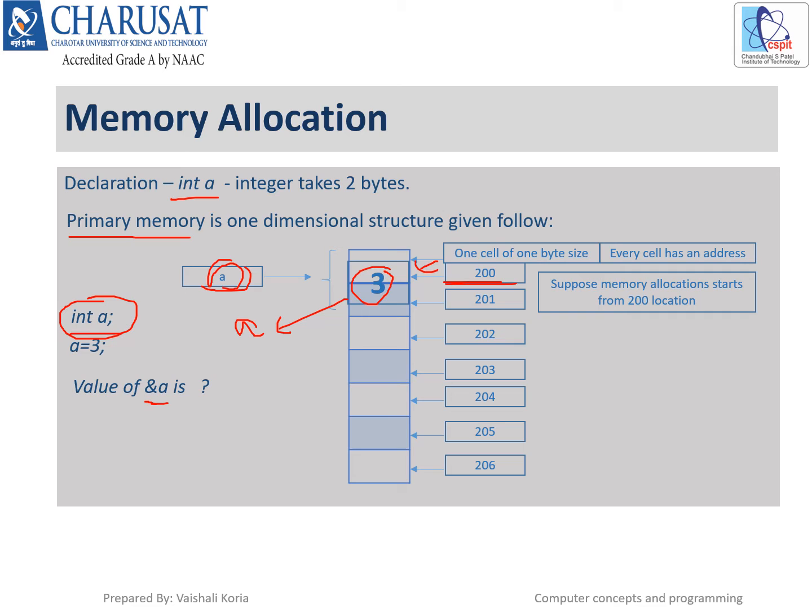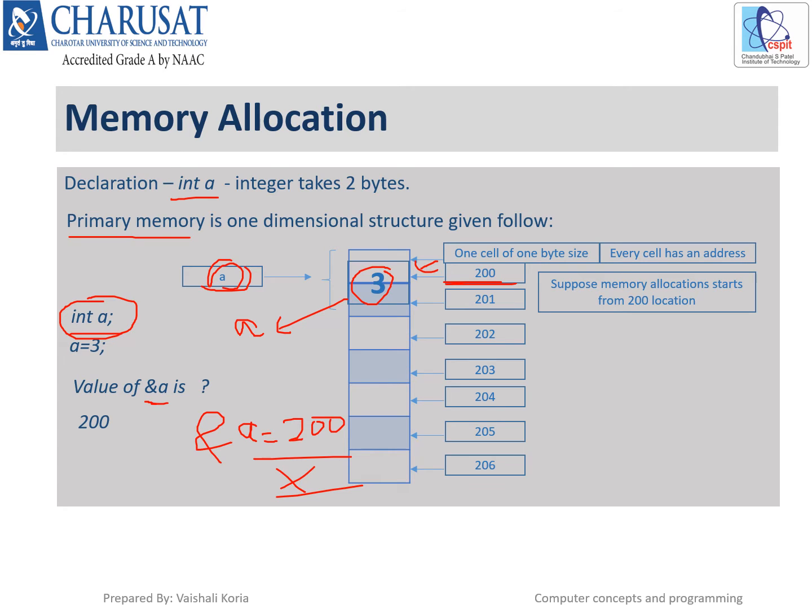Memory address allocation depends completely on the system. We cannot do anything in that, right? We cannot assign any address to any variable, right? We cannot write like this. This is not correct. Okay, so this is the memory allocation of a simple integer variable.